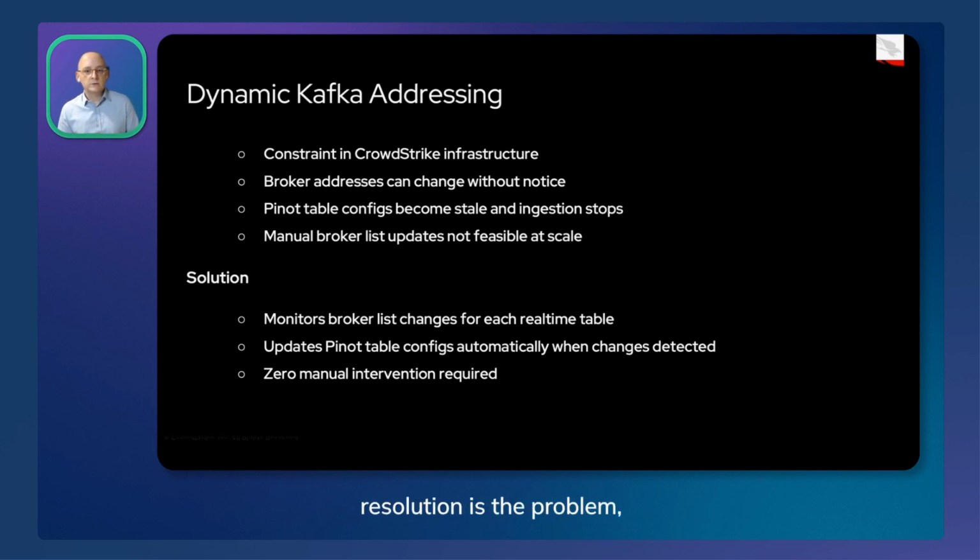When dynamic address resolution is the problem, a DNS record is the most straightforward solution, but in this case, a DNS record is not the right answer due to certain security measures. So our solution here is simply automated broker list updates. To mitigate the dynamic nature of our Kafka infrastructure, we have implemented an automated system that updates our broker list in real time. This system allows us to automatically detect changes in broker addresses and update the relevant table configurations accordingly. And by updating our broker list in real time, we can maintain a stable connection to the Kafka cluster and ensure our system is always able to process data in real time.